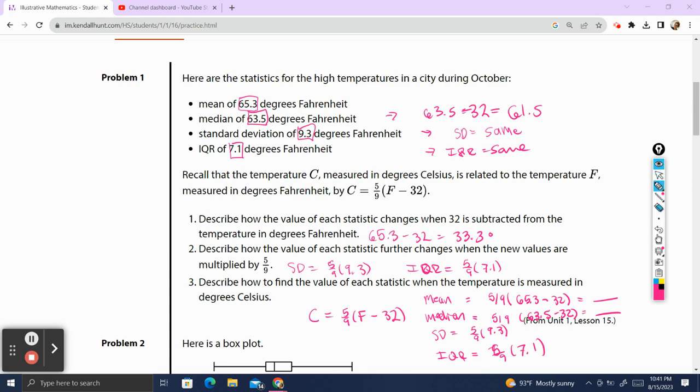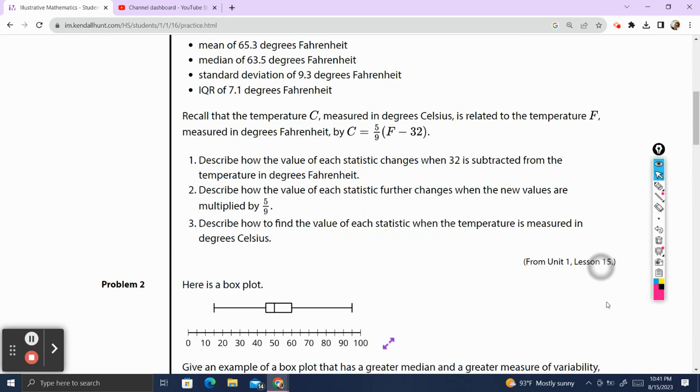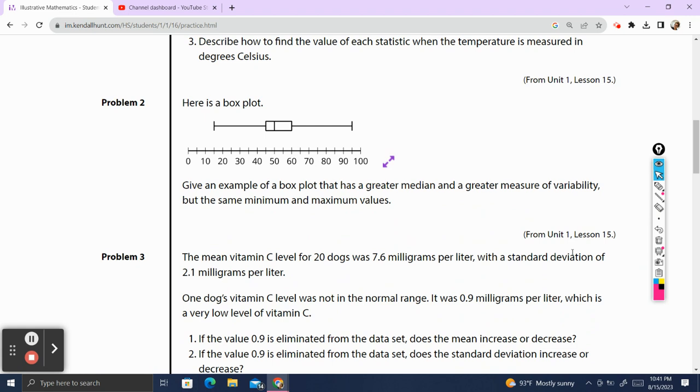I'm going to move on to the next question, but if you need to look this over again, pause the video here to give it a second look through, or post questions in the comments. Problem 2. Here is a box plot.